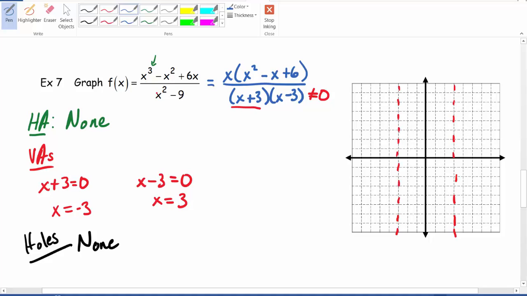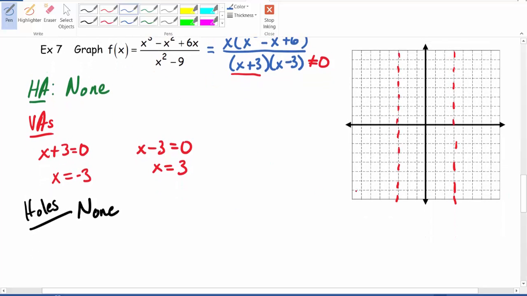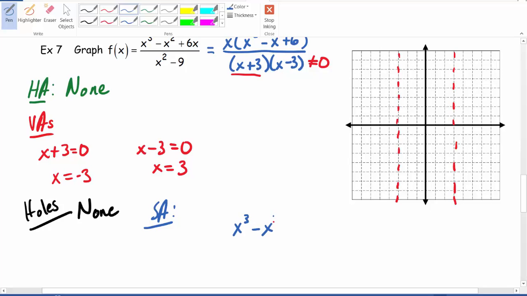And unfortunately, because we have a degree of 2 on the bottom, we can't use synthetic division to find that. We are forced to use the long division. So let's go ahead then and set that up. We have x cubed. So this is for our slant asymptote. x cubed minus x squared plus 6x is being divided by our x squared minus 9.